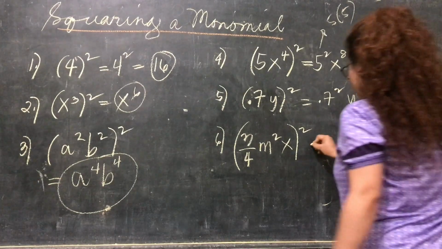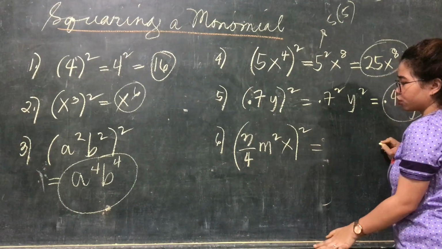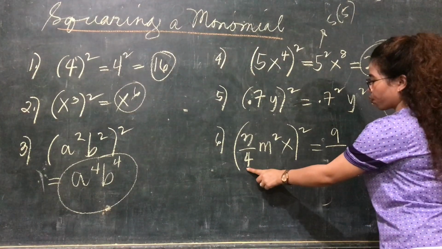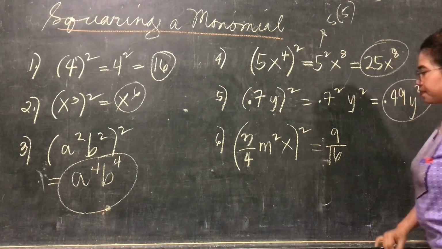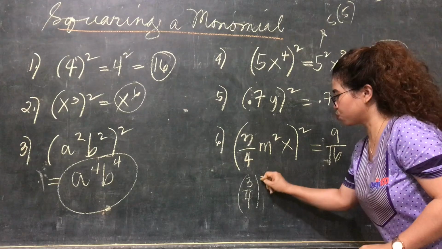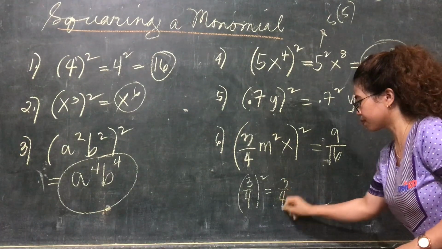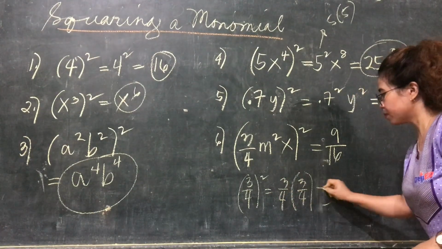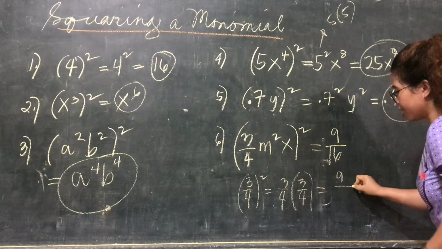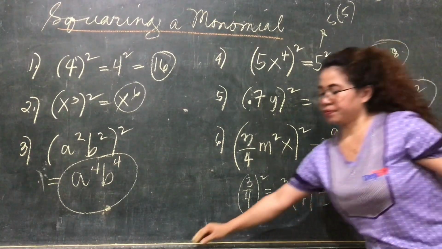Okay, 6 equals. You can go straight since the power is 2. 3 times 3, you have 9. Below, 4 times 4, you have 16. The form is 3/4 to the power of 2, which means 3/4 times 3/4. In multiplying fractions, top times top, bottom times bottom. 3 times 3, you have 9. Below, 4 times 4, 16. So we go straight to 9/16 here.